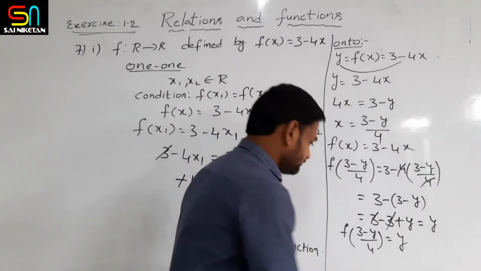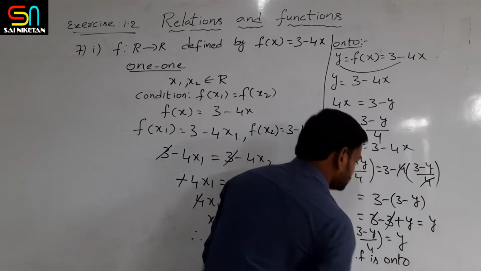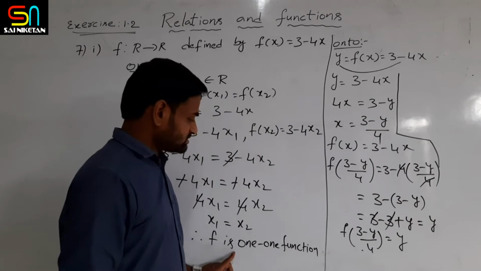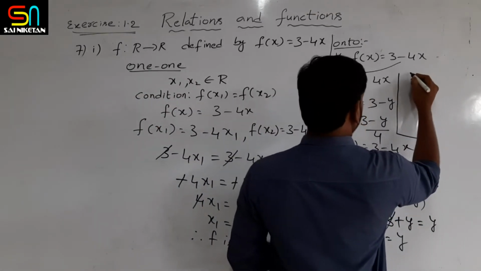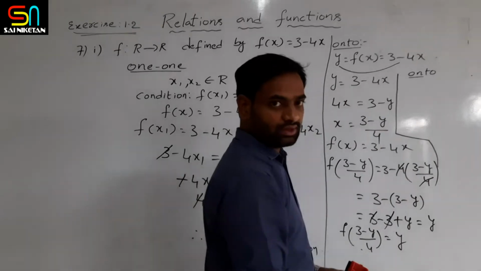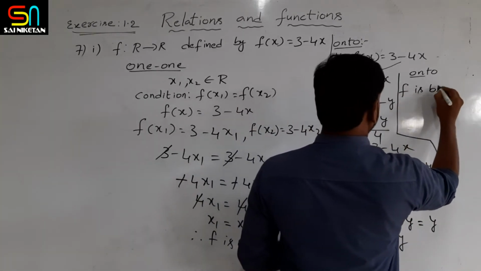So what can you say? Therefore, f is onto. Now see here, this function is 1-1 and it is onto also. So this is onto. Now what can you say? f is 1-1 and onto. Now what can you say? f is bijective.